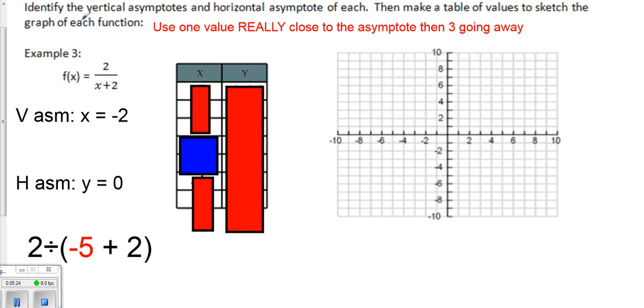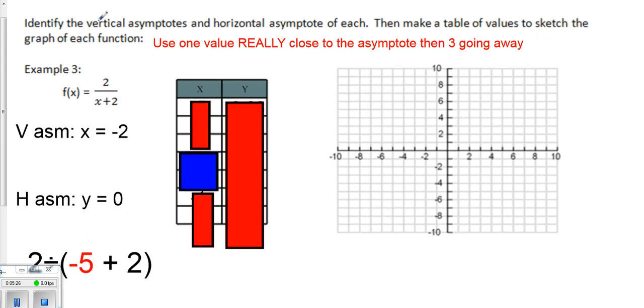So, first off, in example 3, we need to identify the vertical asymptotes and horizontal asymptote of each rational function. Then we'll make a table of values to sketch the graph of each function. Our hint for this is always to use one value really close to the asymptote, then go 3 in the opposite direction. So you should probably add an extra box to the end of your table here. That way we can have 4 to the left of it and 4 to the right of it.